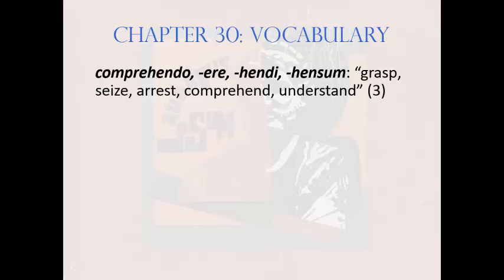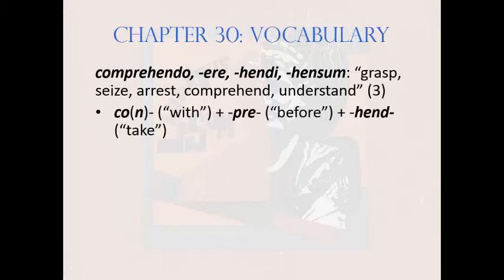It's third conjugation. Note the two prefixes, con in the form com here, meaning with or completely, plus pre, meaning before or exactly, both attached to the verb base hend, meaning take hold of. Thus comprehendere means literally to grab hold of firmly, that is, to arrest. That's its physical sense. Or in a mental sense, take hold of with the mind. That is, grasp mentally, understand.